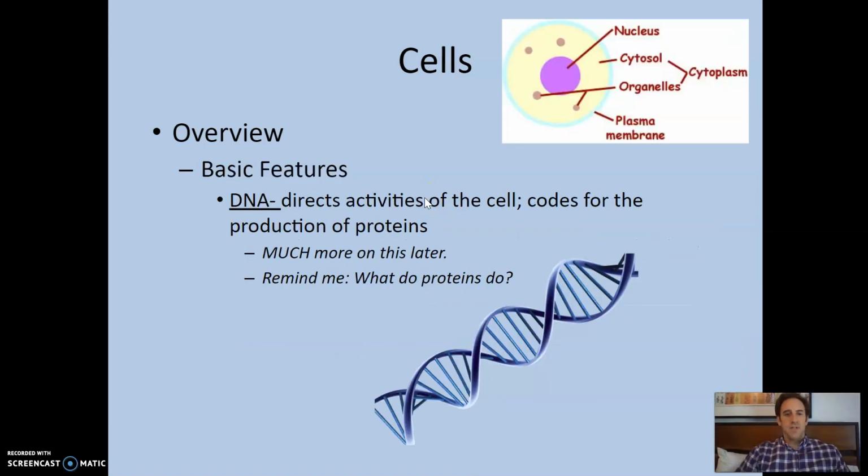Final basic feature is DNA. We're going to talk a ton about DNA later. For now, it directs the activities of the cell by coding for the production of proteins. And hopefully you remember from last unit that proteins do all the major jobs in the cell. They carry out chemical reactions, they let things in and out of the cell, they're structural components. And so by determining which proteins are made, DNA indirectly controls what happens in the cell. It basically controls what jobs happen in each cell and therefore what that cell does. So again, much more on that later, but for now, DNA is a thing. It's in a cell.